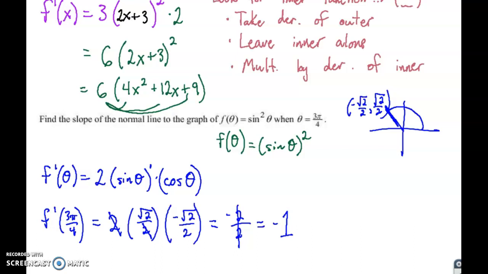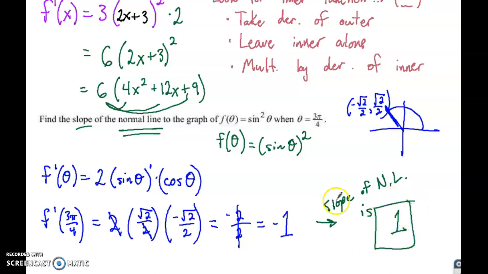But make sure you answer the question that's being asked. We want the slope of the normal line, so the slope of the perpendicular to that. They don't ask these questions very often, so we don't really have notation for it. Slope of, alright, NL for normal line is, well, what's the opposite reciprocal of negative 1? It's positive 1. So again, pause the video before I move on to the next slide. Make sure you really understand this.